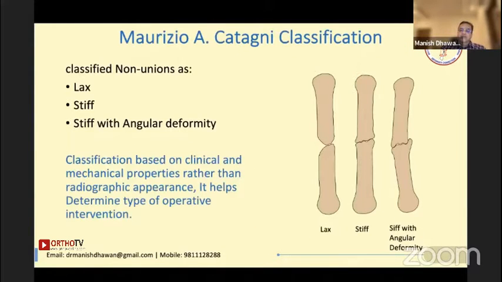Now coming to the Catagni classification, which I follow because it tells what to do in treatment. You have to understand that non-unions are of 2 types, either lax or stiff, and stiff can be with deformity or without deformity. It is a classification based on clinical and mechanical properties rather than radiographic appearance, and it helps in determining the type of operative intervention. This means the classifications have academic value, but you should know what you have to do, which method of treatment with Ilizarov you have to use. That basically should be in your mind. Ultimately, you have to give the result.